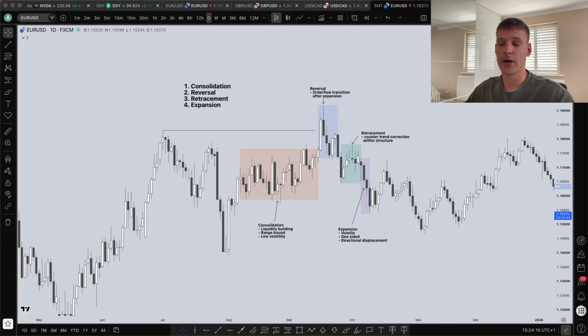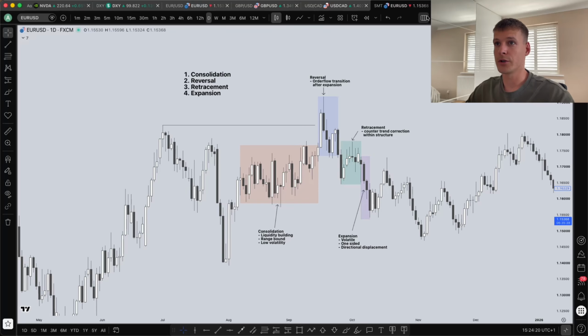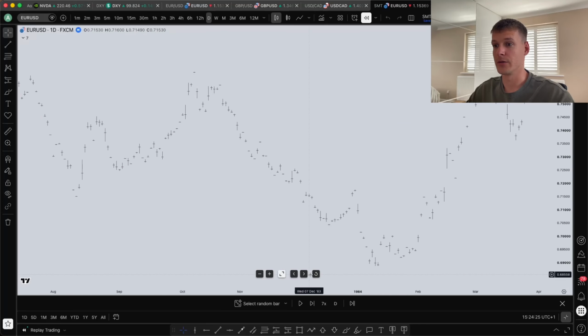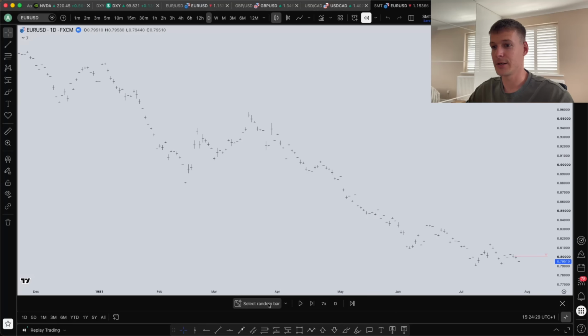So now that we've identified those key market conditions, those key market profiles, what I want to do is go back in time and look at a few random examples that we can go through together. 1984 is probably not the best data.